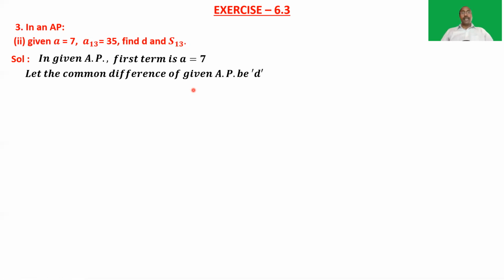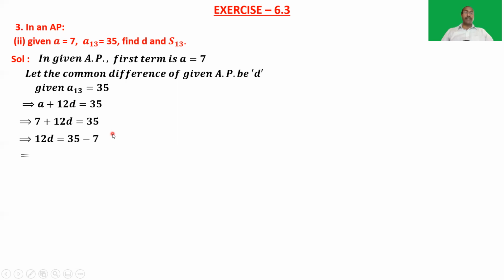Now it is given that A13, the 13th term, is 35. We know that A13 is A plus 12D, so we can replace A13 by A plus 12D. Now we have A is equal to 7. By substituting A equal to 7, 7 plus 12D is equal to 35. That is 12D is equal to 35 minus 7, that is 28. So D is equal to 28 by 12, and by dividing by 4, we get 7 by 3. In that way, we got the common difference D as 7 by 3.